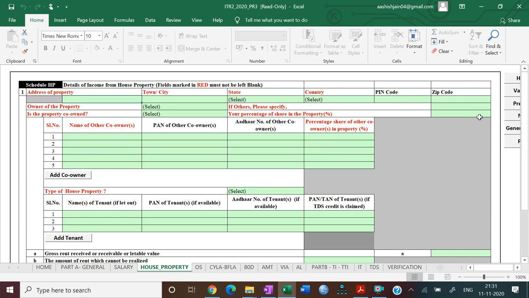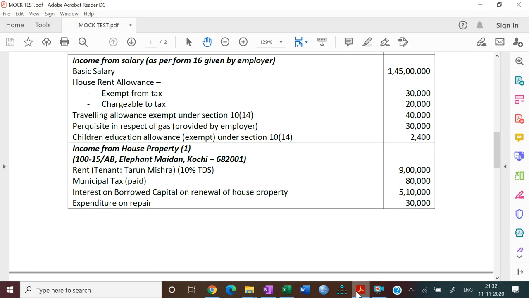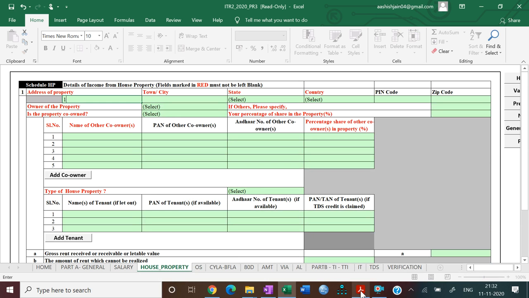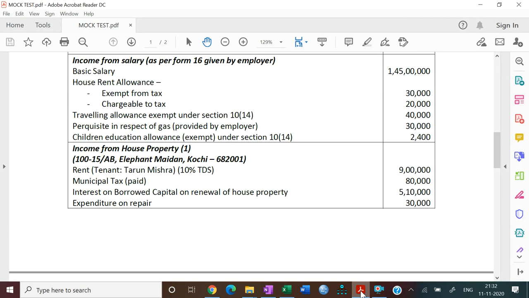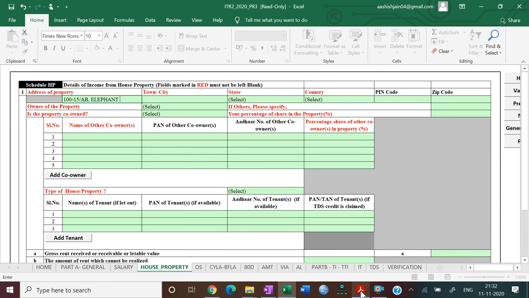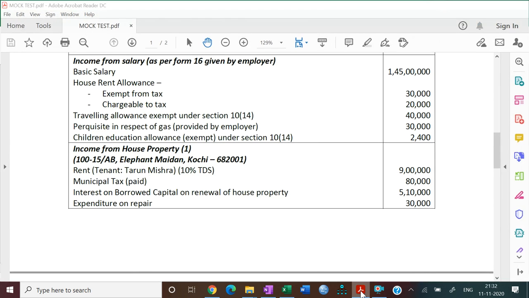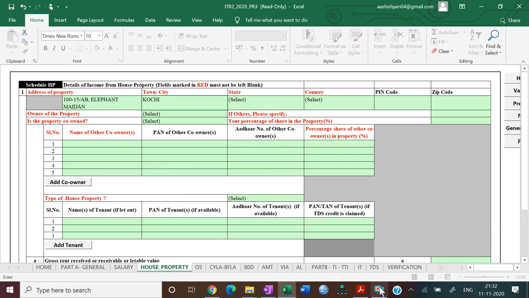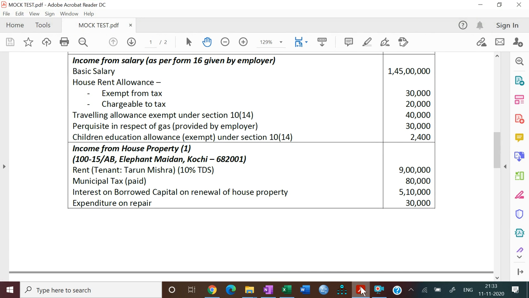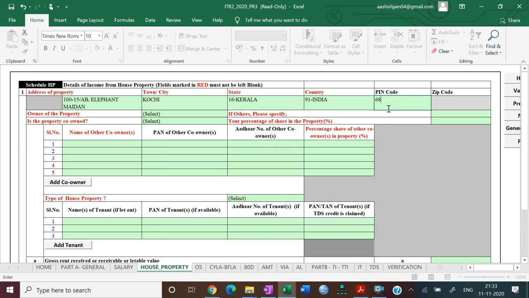Okay, now validate the sheet. Sheet is okay. Now move to the next sheet, that is related to income from house property. Since there are two house properties, first we will put the address of the first house property, that is 115 AB, Elephant Maidan, town or city Kochi, state Kerala, country India, pin code 682001.